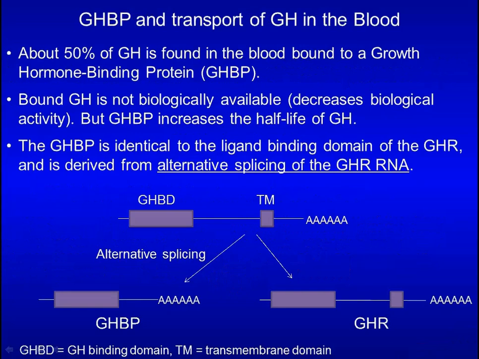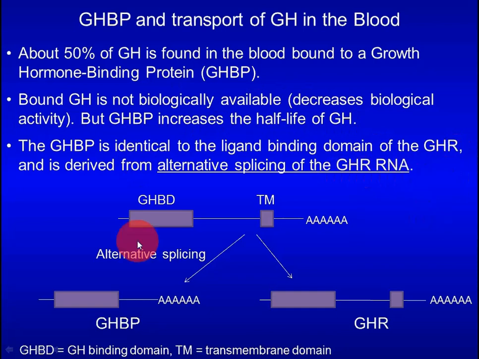About 50% of growth hormone is bound to growth hormone binding protein. Bound growth hormone is not biologically available. Therefore, it decreases biological activity of growth hormone. But growth hormone binding protein increases the half-life of growth hormone. Growth hormone binding protein is identical to the ligand binding domain of growth hormone receptor. It is derived from alternative splicing of growth hormone receptor RNA.